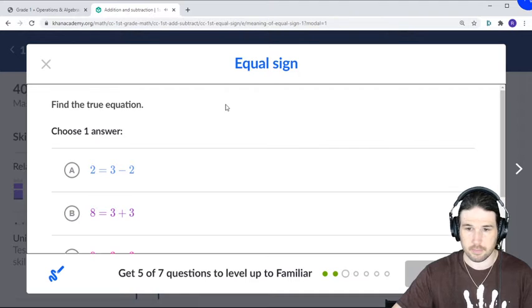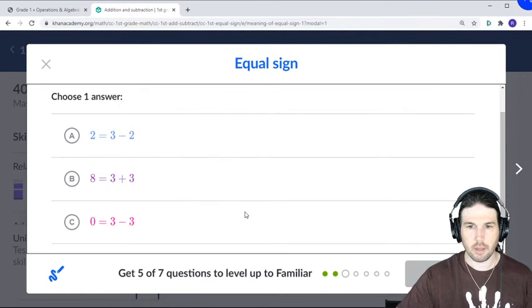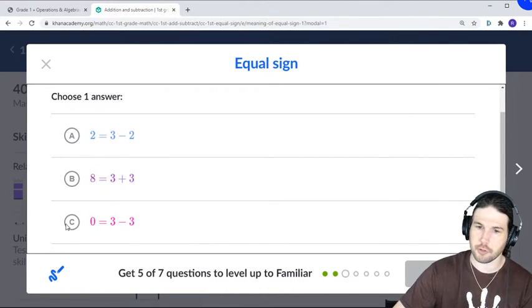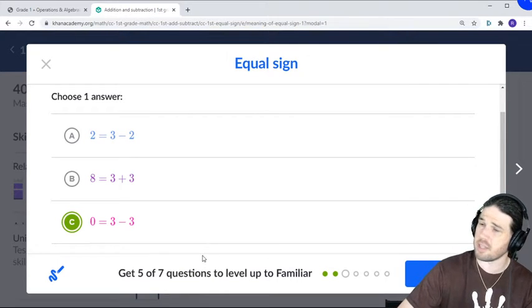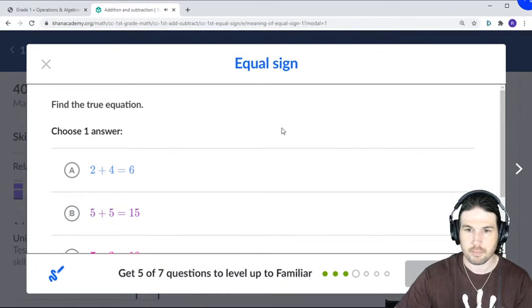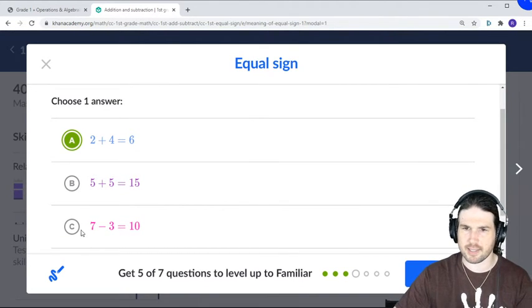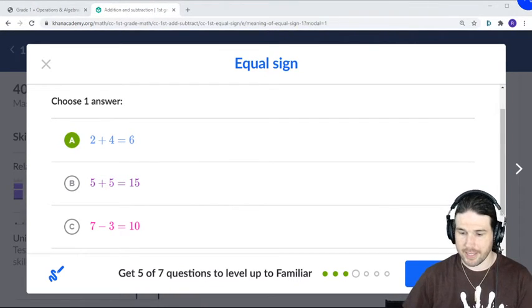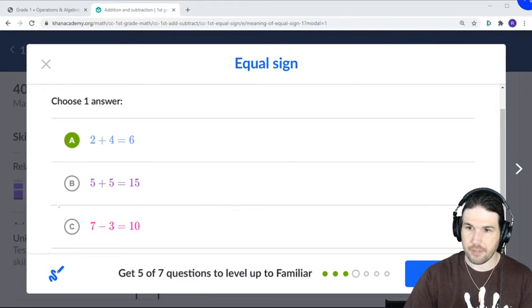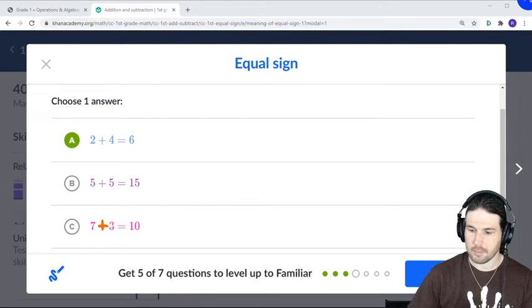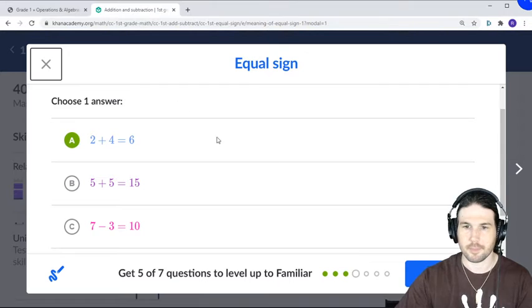Let's see. The only one of these three that I see is true is 3 minus 3 is 0. All the rest of them seem wrong to me. Let's see. 2 plus 4 is 6. 5 plus 5 is 10, so that's wrong. This one's almost right. Yeah? Like, if I could make it like 7 plus 3, that would be 10. But unfortunately, it's not. So it's false.